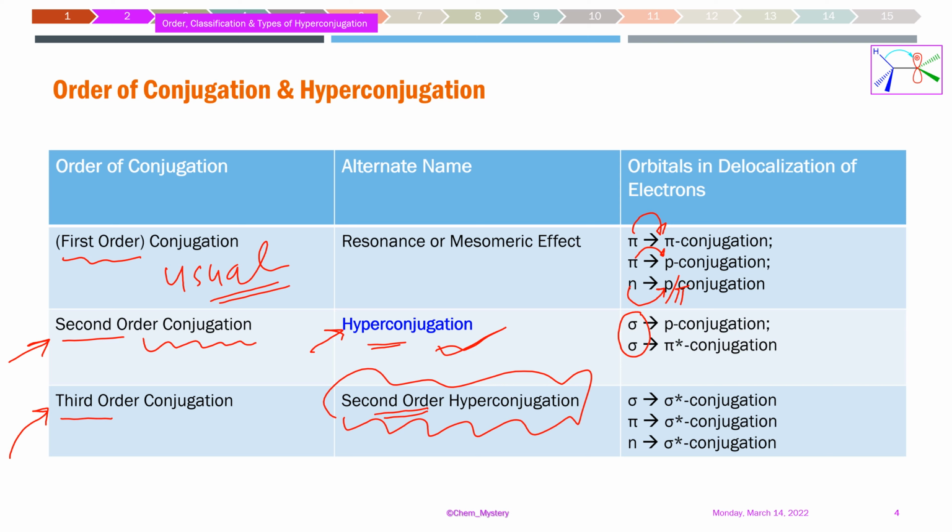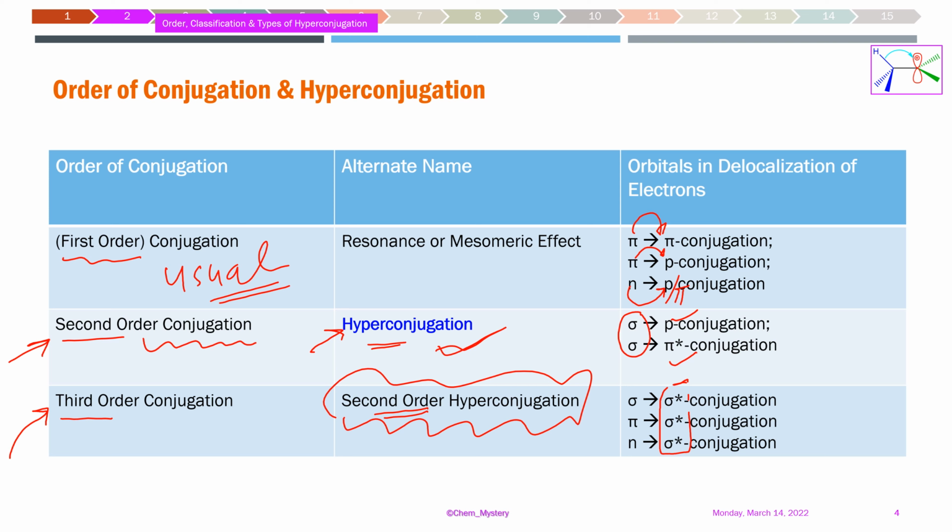The difference between the usual conjugation we are seeing and second order hyperconjugation is that in this case the electrons are being delocalized into the sigma star antibonding molecular orbital. Usually when the electrons are being delocalized, they go either into the empty p orbital, singly occupied p orbital, or empty pi star antibonding molecular orbital, what we say. So these different cases we'll be seeing in our further discussion.